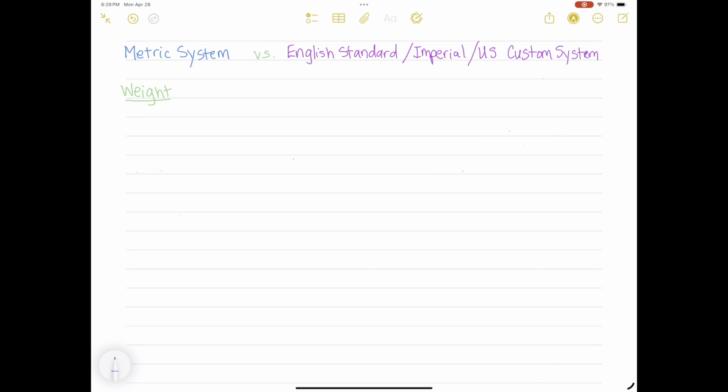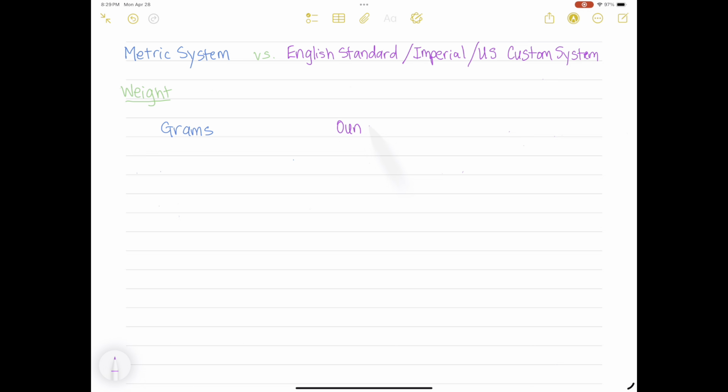It's for information only. When measuring the weight of an object, the metric system uses the base unit of grams. The English standard, which can also be called imperial, or the US customary system, measures weight in ounces, which is abbreviated as OZ, or pounds, abbreviated as LB, or tons.